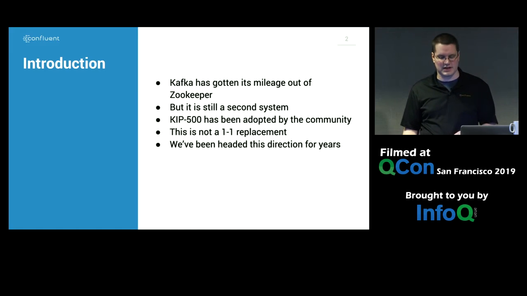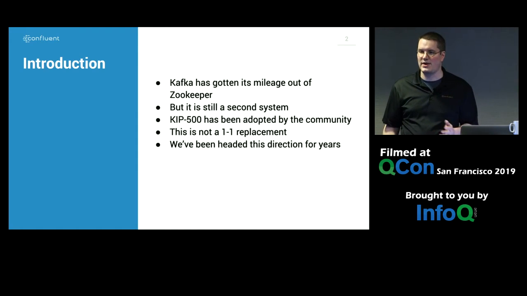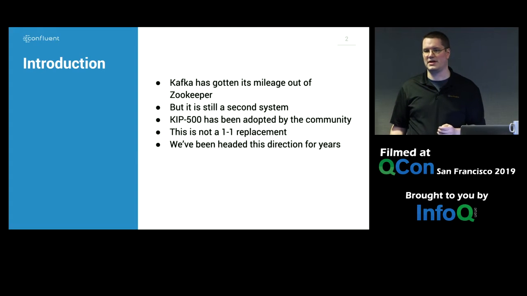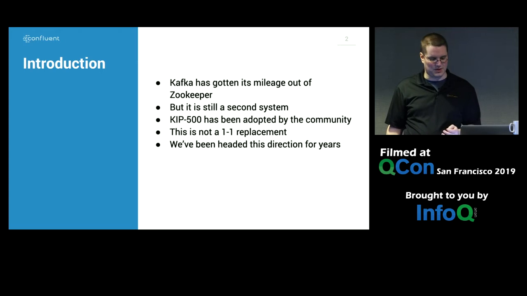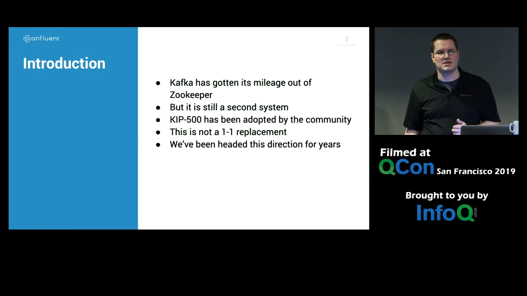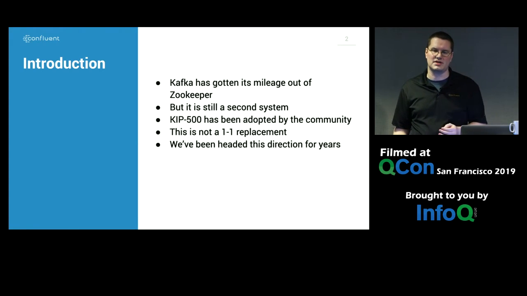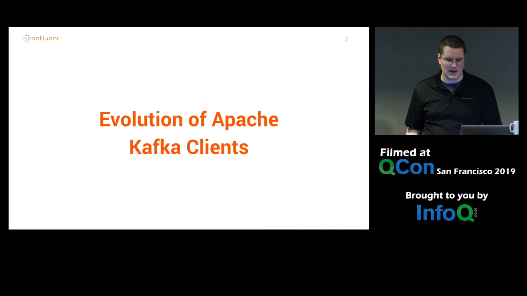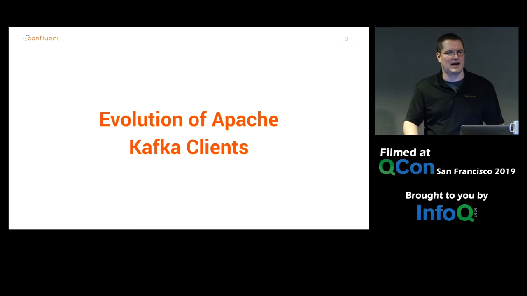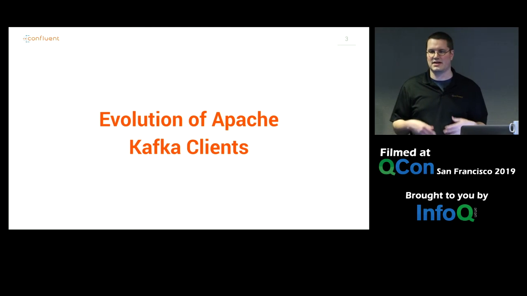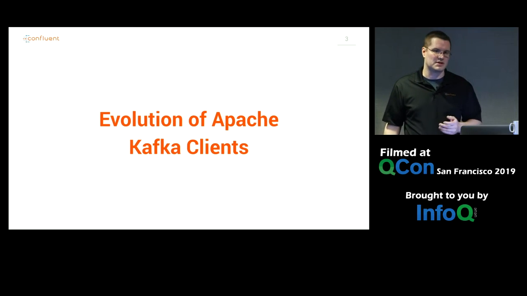Along the way, I'm going to talk a little bit about how we got here and what direction we've been going. And there's actually a lot of previous work that's been leading up to this. So KIP 500 is kind of like the culmination of a lot of work that the community's been doing for many years. And so to start off, I'm going to talk a little bit about the evolution of Apache Kafka clients.